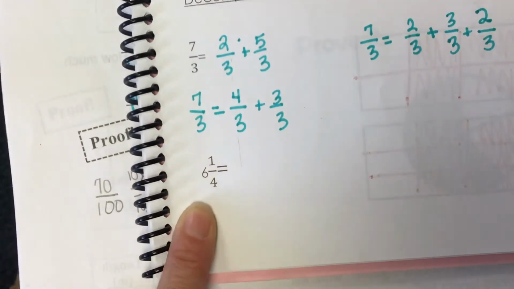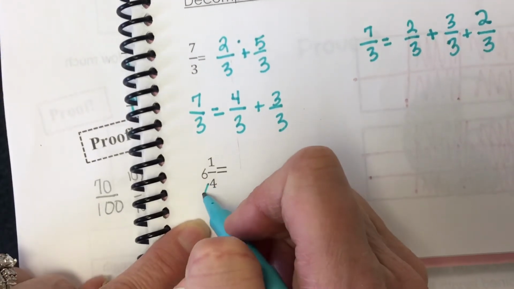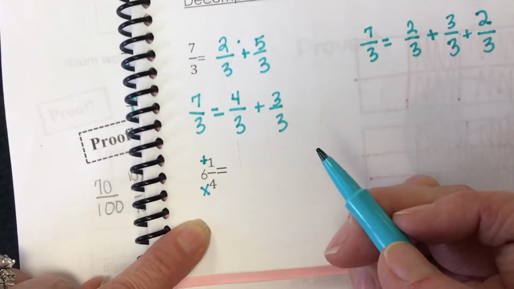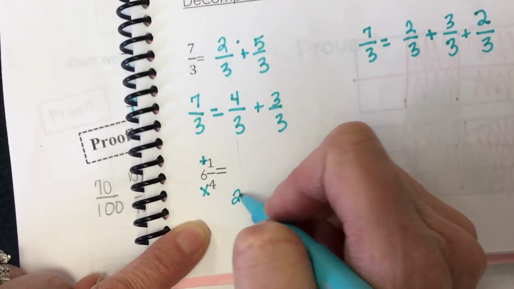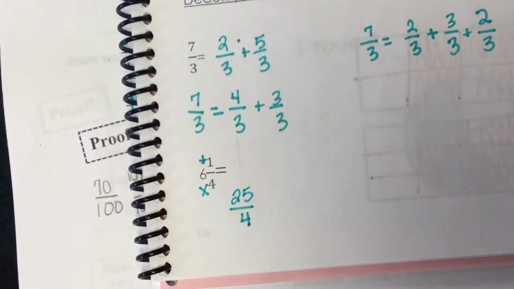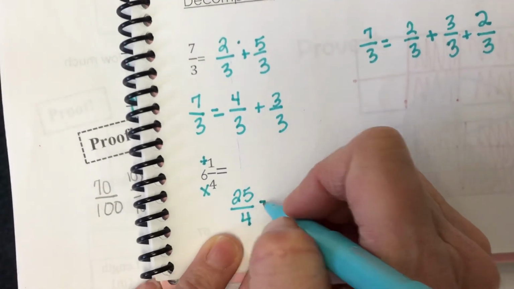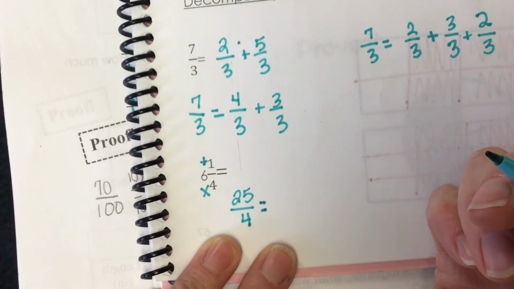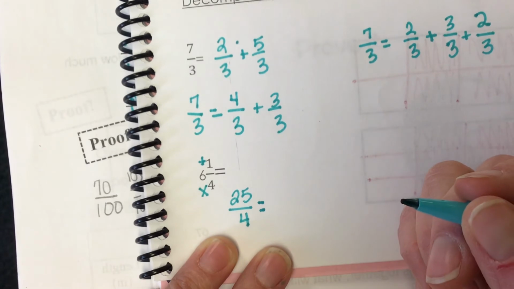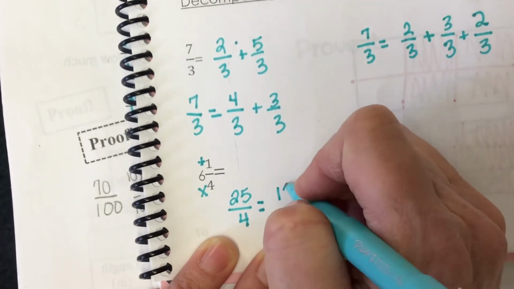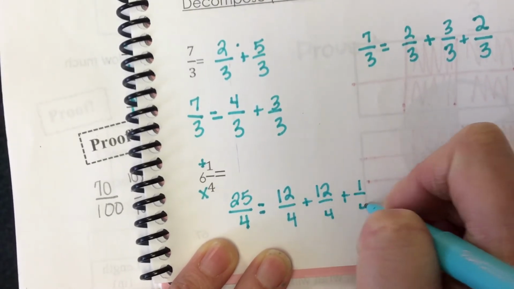Alex, how do I turn this into an improper fraction? Yep, so what do you get? 25/4. But you're not done. Now you have to decompose it. Amanda, can you help me decompose 25/4? Very good. I can do 12/4 plus 12/4 plus 1/4.